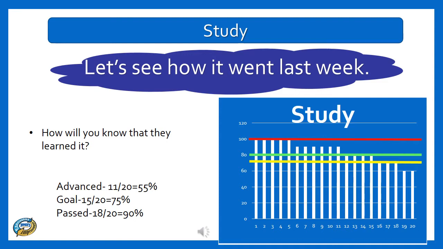So I would post my data. On this particular graph, I have not only a goal line for my advanced scores, but also for my goal and then for those students who passed. So we would refer back to that. We would celebrate our successes. We would look at the things that we didn't quite meet our goal on and talk about those.